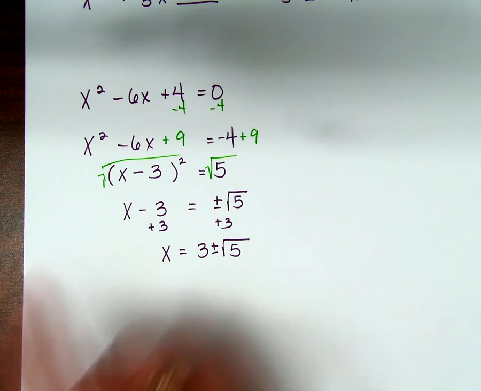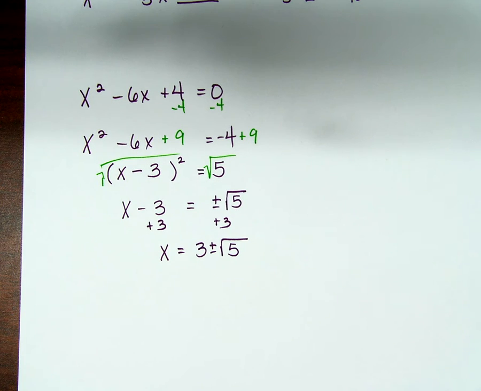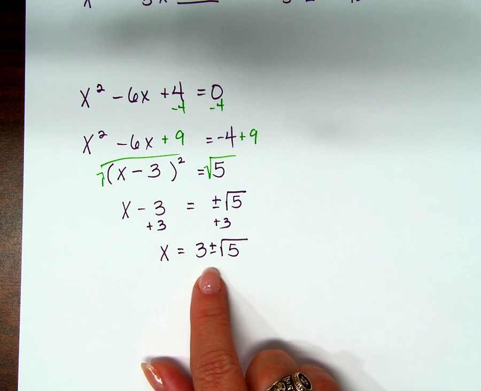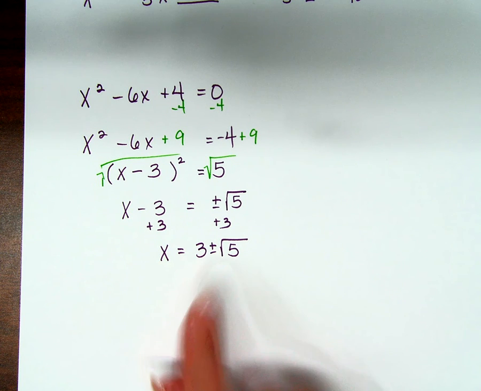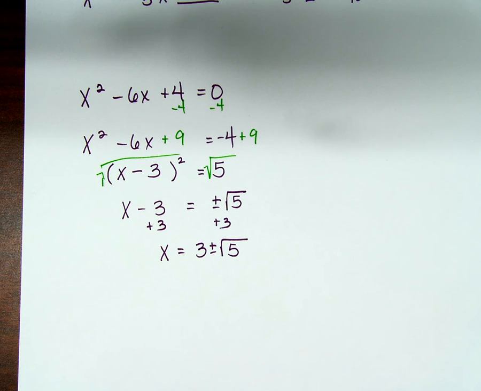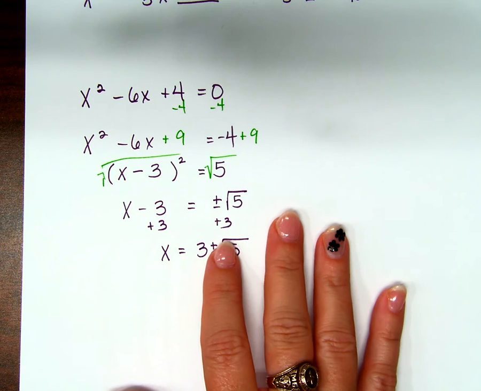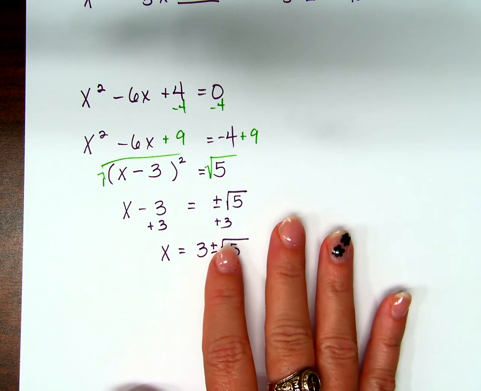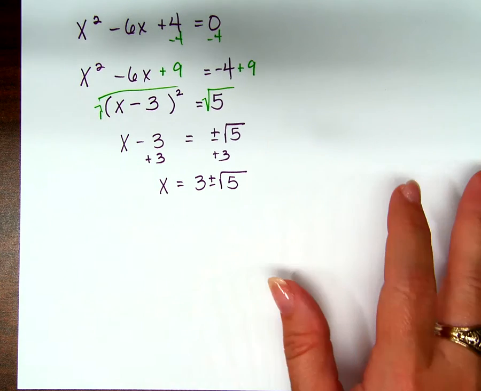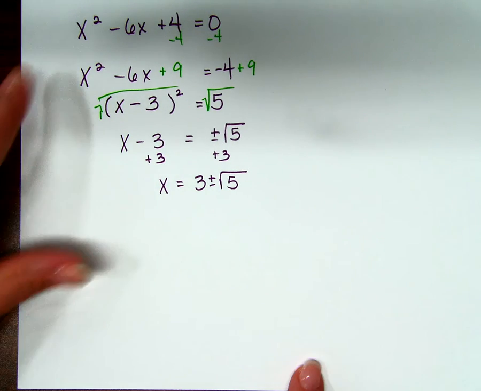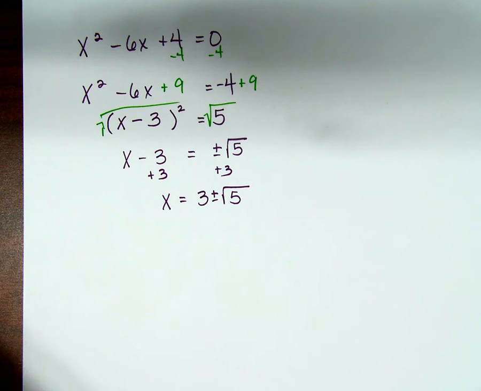So how many solutions should I have when I'm solving a quadratic? 2, right? How many solutions did I just get? I got 2. What's one of them? 3 plus the square root of 5 and 3 minus the square root of 5. Those are my 2 solutions. Everybody okay with that? Okay. Do I need to do another completing the square? You guys got that okay? Actually, I want to do another completing the square because I need to do one where the leading coefficient is not 1. This leading coefficient is 1, and that was pretty simple. Okay?